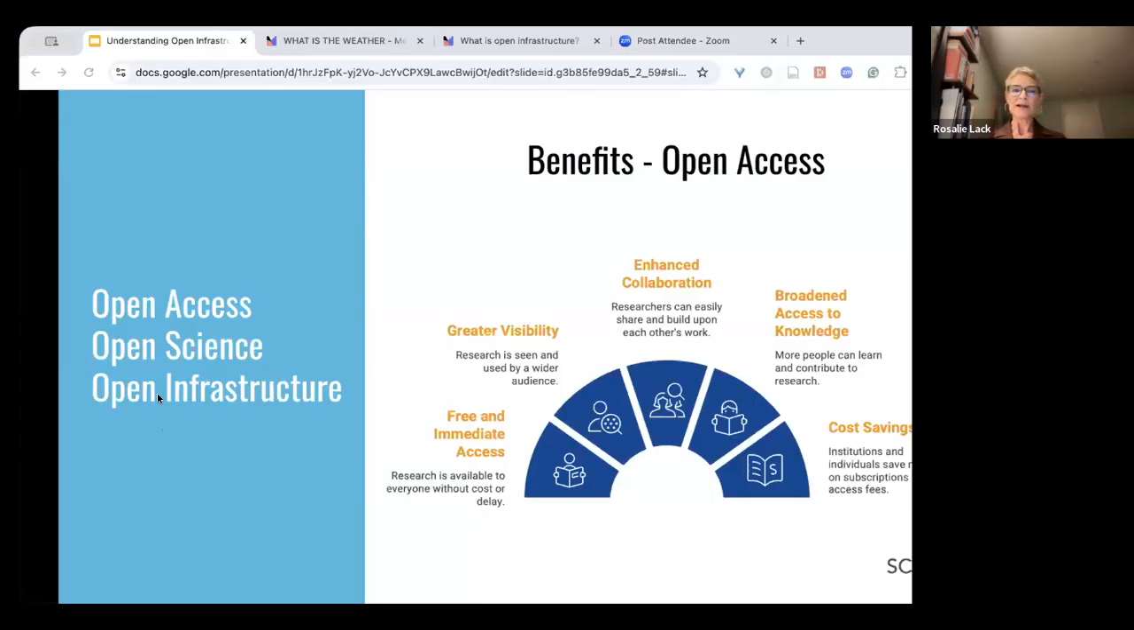We have enhanced collaboration between researchers, easier to work with each other. There's broader access to knowledge. More people can actually contribute to knowledge because there's more ability to empower and to share information that is openly available. And then last but not least, cost savings, that by reducing dependency on expensive subscription models, open access helps institutions to manage their budgets more sustainably. So we have these kind of benefits all around the larger open access movement.